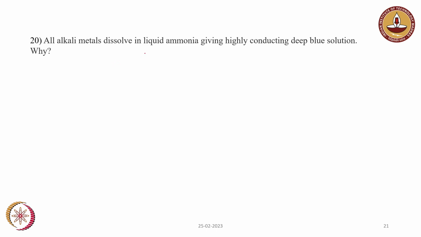When an alkali metal dissolves in liquid ammonia, it forms ammoniated cations and ammoniated electrons. That is, if we consider M as the alkali metal plus ammonia, it will form ammoniated cations and ammoniated electrons. So this M plus will exist like this.